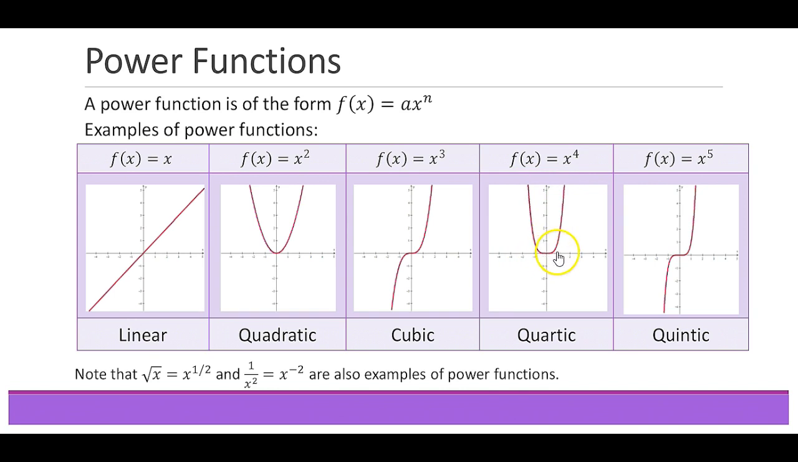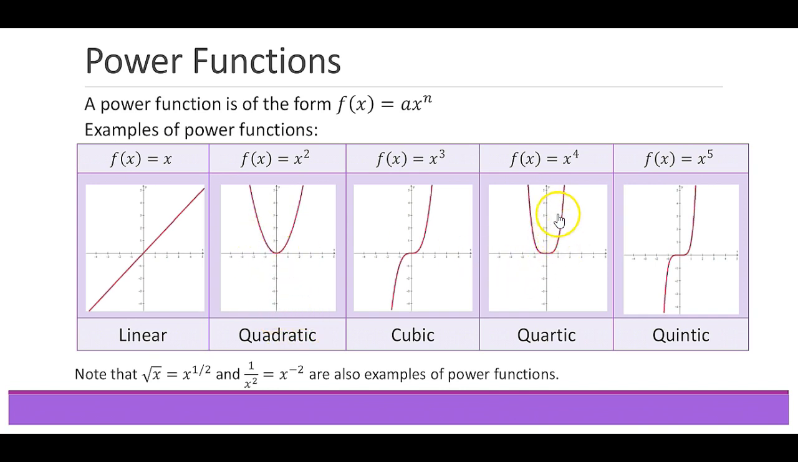So notice it also passes through the points 1, 1 and negative 1, 1, because if we plug in 1, 1 to the fourth is 1, negative 1 to the fourth is 1, just like x squared passes through 1, 1 and negative 1, 1. But the graph of x squared we call a parabola, and that's a very specific name for a quadratic function's graph.